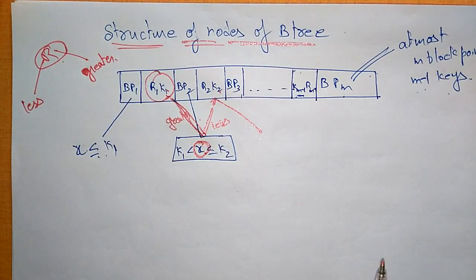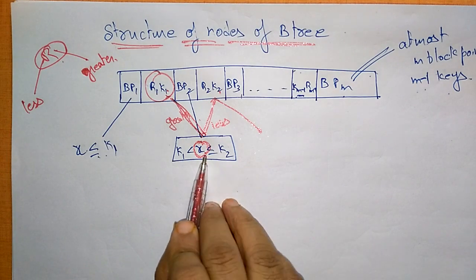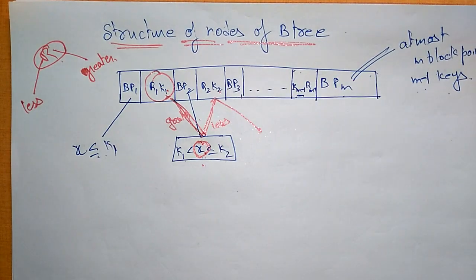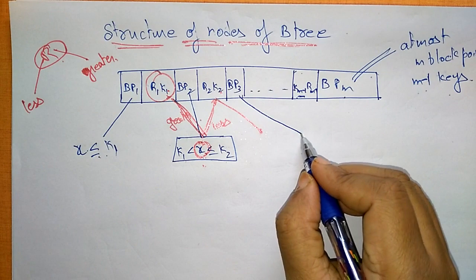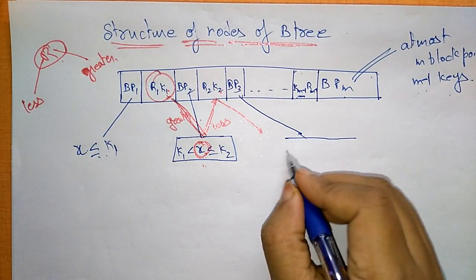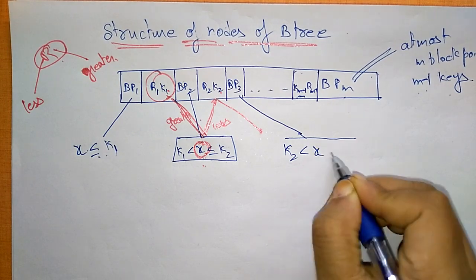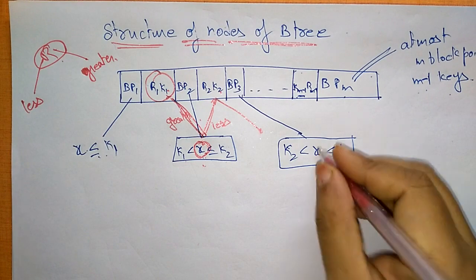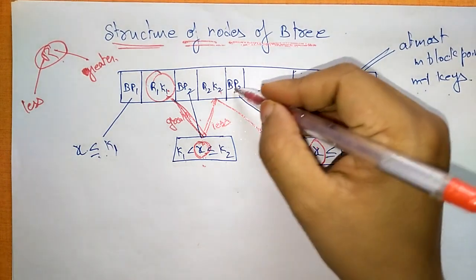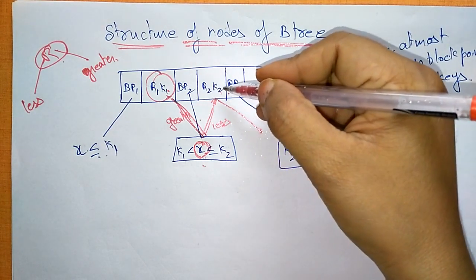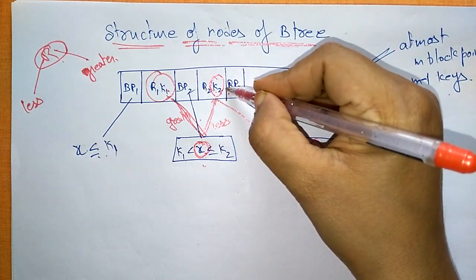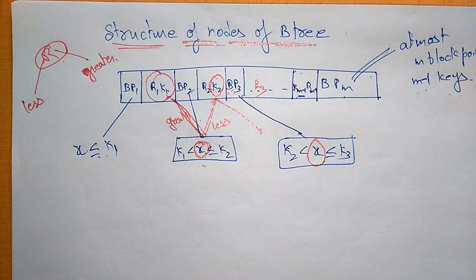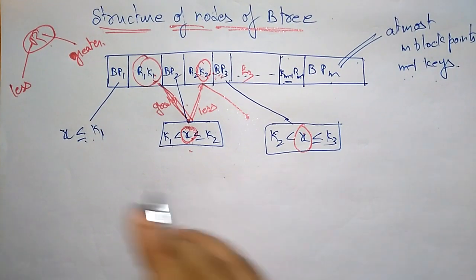Okay, so it explained that x should be greater than the key value and less than the next key value. And here also in the B tree, k2 is less than x and x is less than or equal to k3. So the child present here should be greater than k2 and less than k3. So this is the structure of a B tree. Now let us take one problem.